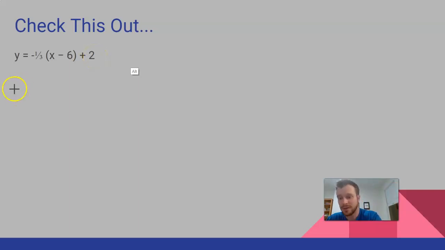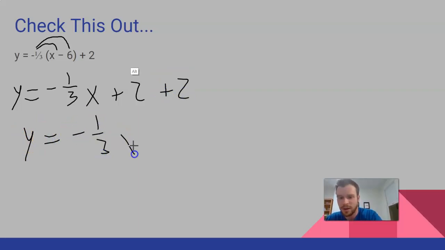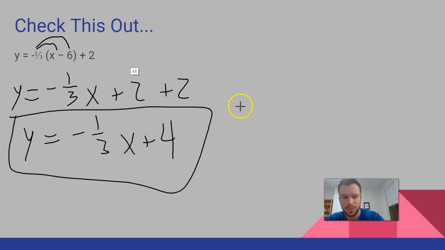I want to convert this to another form. I'm going to convert this to slope-intercept form. So I'm going to distribute this negative 1/3 in these parentheses, and I'm going to get negative 1/3 x plus 2. Negative 1/3 times 6 is positive 2, and then we have that other plus 2 right here. So now I'm going to simplify this. I'm going to have negative 1/3 x, 2 plus 2 is 4, so plus 4. So we actually call this slope-intercept form.